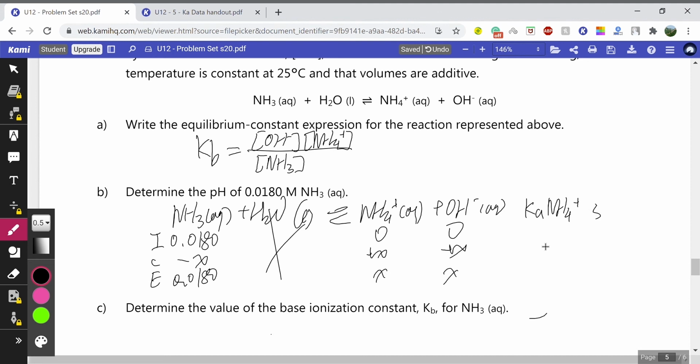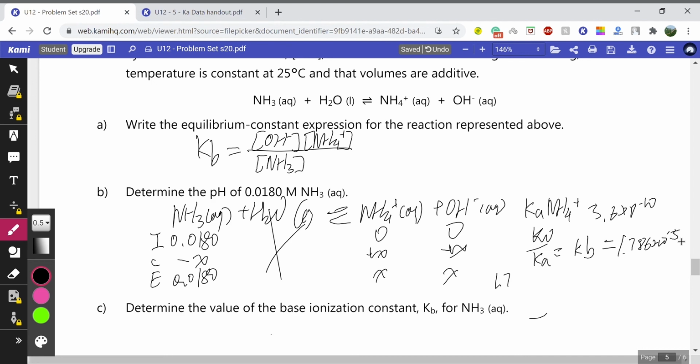So if this is 5.6 times 10 to the negative 10th, then Kw divided by Ka will get us our Kb for NH3. On top is going to be 1.0 e to the negative 14th, divided by 5.6 e to the negative 10th power. It's going to give you Kb as 1.786 times 10 to the negative 5th power.